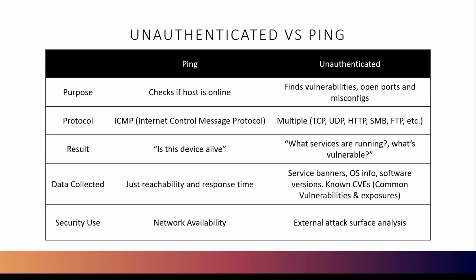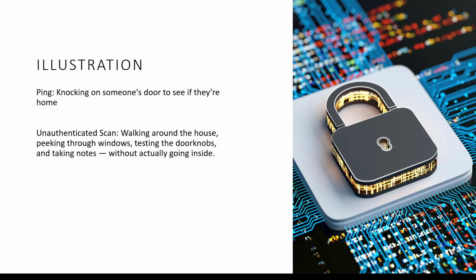The data collected, well, a ping doesn't really collect anything other than reachability and response time, whereas the unauthenticated scan can actually provide service banners, OS information, software versions, known CVEs, or as we say, common vulnerabilities and exposures. The security use in this case would be network availability for a ping, and for the unauthenticated scan, external attack surface analysis. So an illustration I want to provide is a ping is like knocking on someone's door to see if they're home. Whereas an unauthenticated scan is walking around the house or property, peeking through windows, testing the doorknobs, and taking notes without actually going inside.